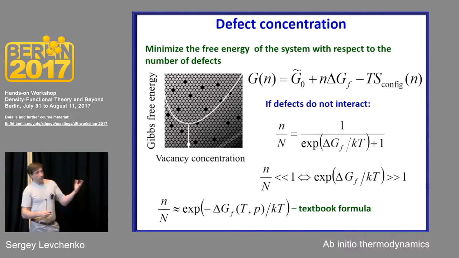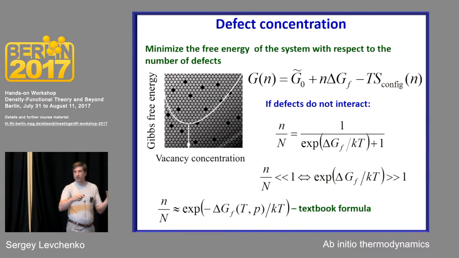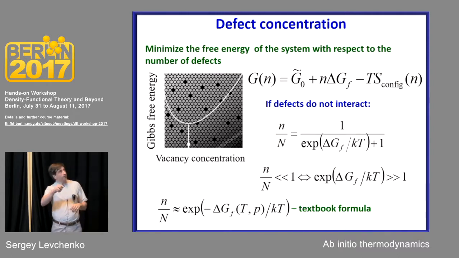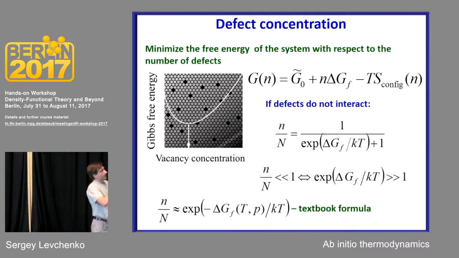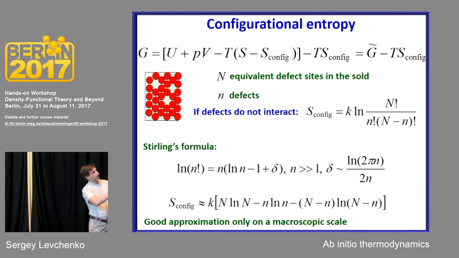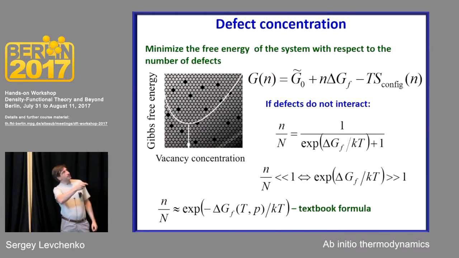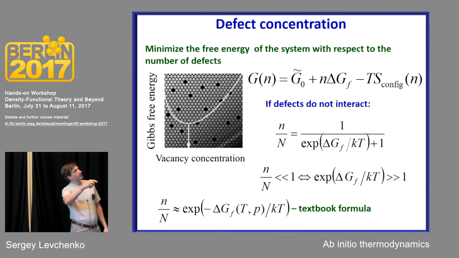Now we write the free energy for the system with the defects, which is just the free energy of the system without defects, some reference system, plus the number of defects multiplied by the change in the free energy due to formation of a single defect. This is called the Gibbs free energy of defect formation, minus T times the configurational entropy. And with that expression, we can differentiate it, right? We can minimize this energy, just taking a derivative with respect to n and setting it to 0. And from this we obtain the concentration.